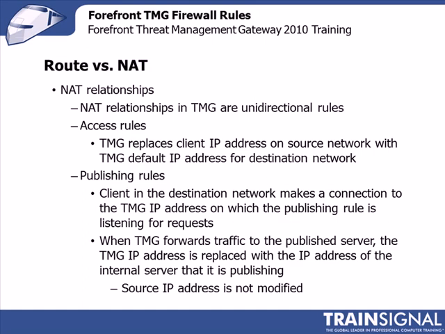On publishing rules, the client and the destination network makes a connection to the Threat Management Gateway IP address on which the publishing rule is listening for requests. This is a situation, for example, where you've published a web server from the perimeter network out to the internet. So that machine that's out on the internet is connecting to the Threat Management Gateway IP address, not necessarily directly to the web server. When TMG forwards traffic to the published server, the Threat Management Gateway IP address is then replaced with the IP address of the internal server that is being published. But the source IP address is never modified because it's always that originating machine from out on the internet.